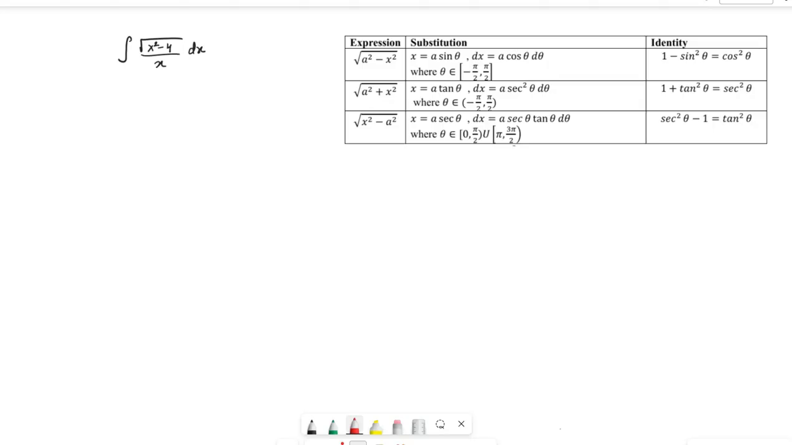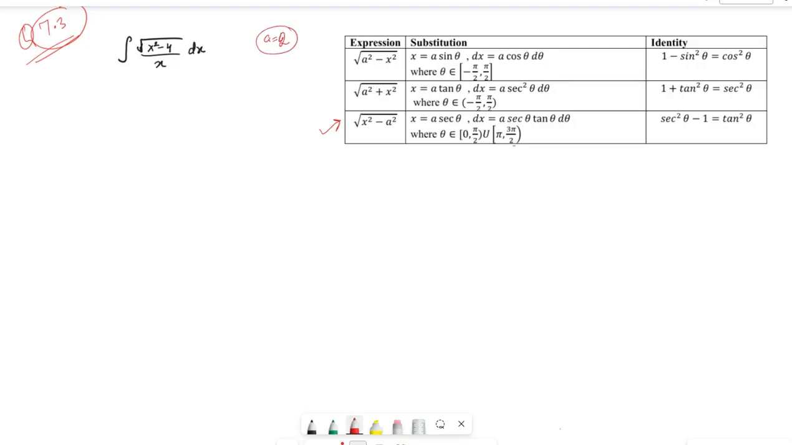Here is a practice problem from section 7.3 about trig substitution questions. Now, these kinds of questions can have any of these three cases. Either it's in a square root of a squared minus x squared format, or a squared plus x squared format, or x squared minus a squared format. We notice that this one is the last case. Here a squared is 4, so a is 2.